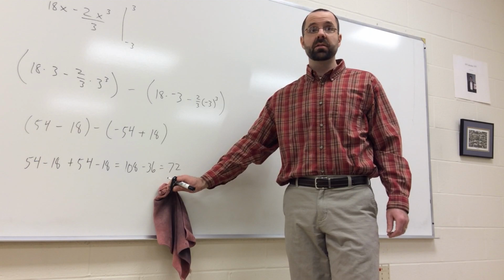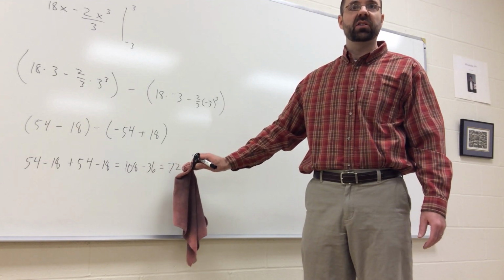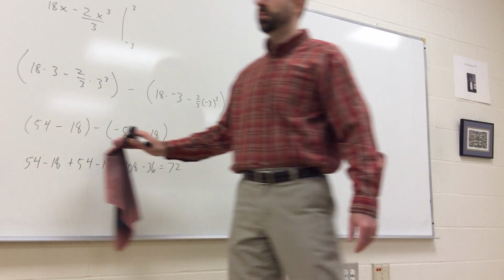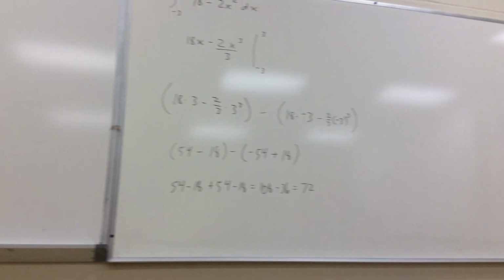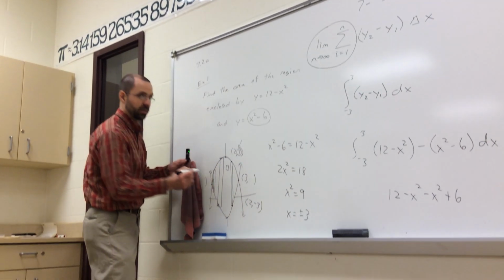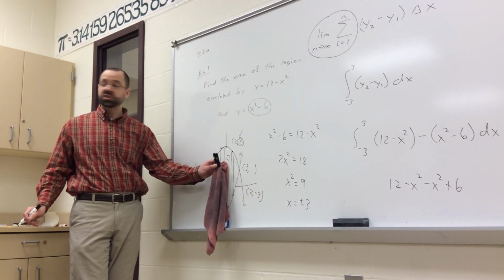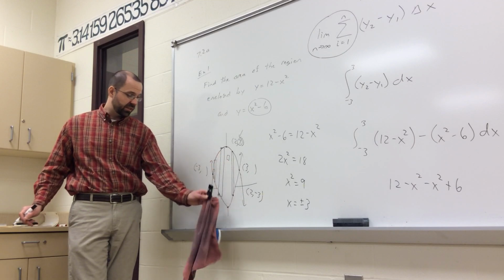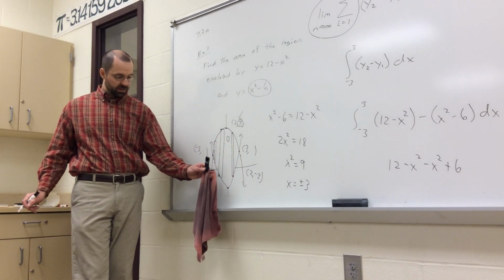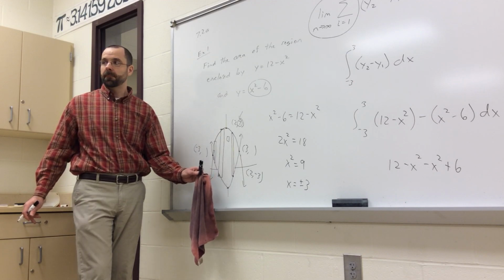So what did we just find? Area of that egg-shaped looking thing, right? And apparently 72 is the answer. So what that means is area is in little squares, right? So that means 72 of those squares would fit inside of that enclosed region. All right.